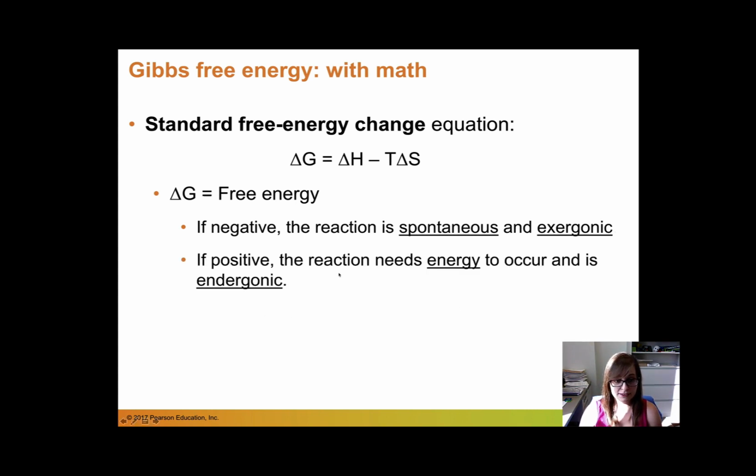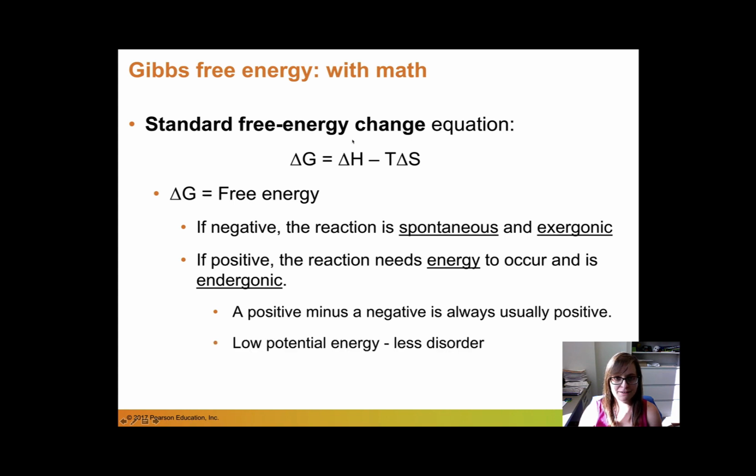Okay, so another instance is if the delta G is positive, then the reaction needs energy to occur and is endergonic. That's just a reminder. And that's because a positive minus a negative is usually a positive. So this means that a positive value would mean low potential energy for the enthalpy and less disorder, because this would then be a negative. And let's do this math. So a positive value of 10 minus negative 20, double negatives equals a positive. Then this number ends up being positive. So this reaction is going to need an input of energy.